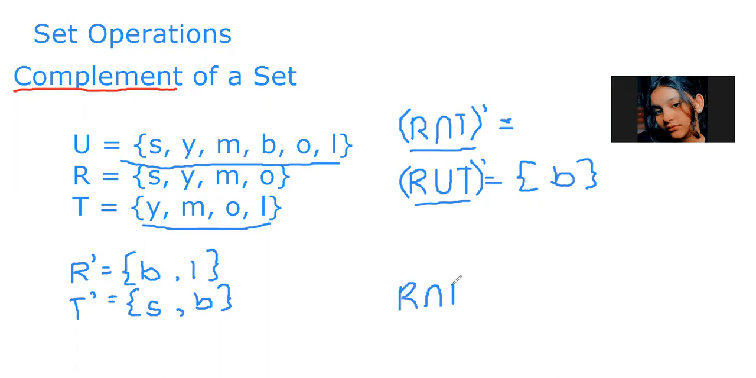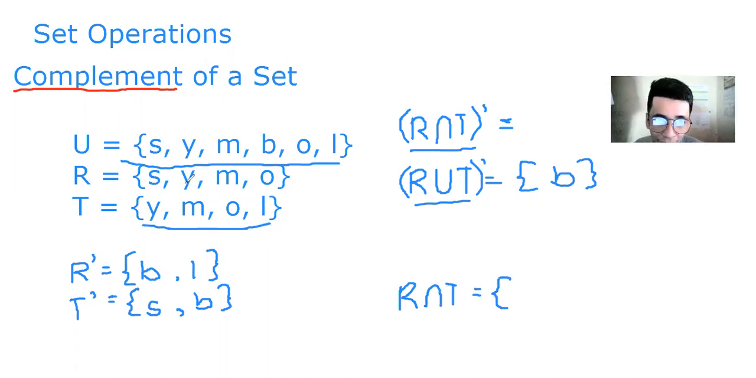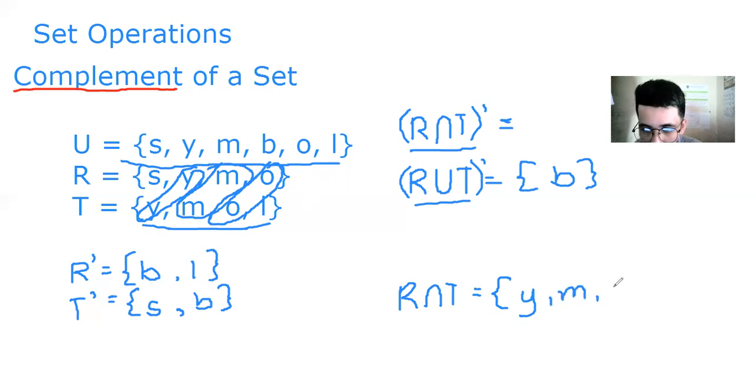Sir, ano po, YMO. Bakit YMO? Nagawa po yun ng magkaparehas sa R at T. Okay. Iyon yung magkapareha sa R and T. We see that there is a Y, there is the M, and there is O. So, intersect, kung ano lang yung magkatulad sa kanilang dalawang set, that is our intersect. So, R intersect T is YMO.